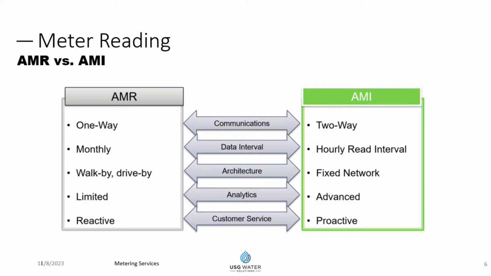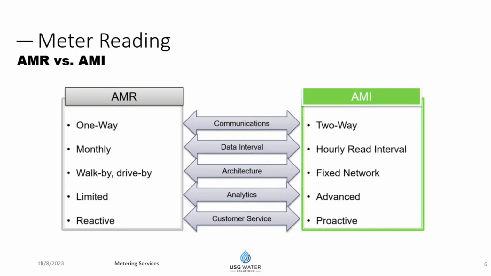And then the meter will send that information back through the same pathway. So it's two-way communication. Data interval: AMR, again, was once a month. So you would get one reading from that meter a month. With AMI, you get hourly reads. Okay? A lot more information. It allows the customer to have more information about their water usage and about potential issues that may be happening with their water as far as in the home.